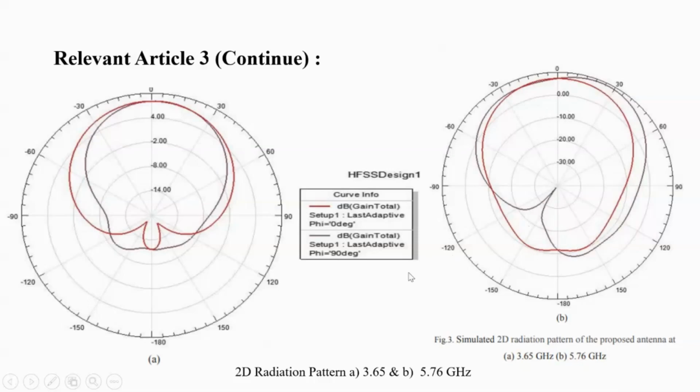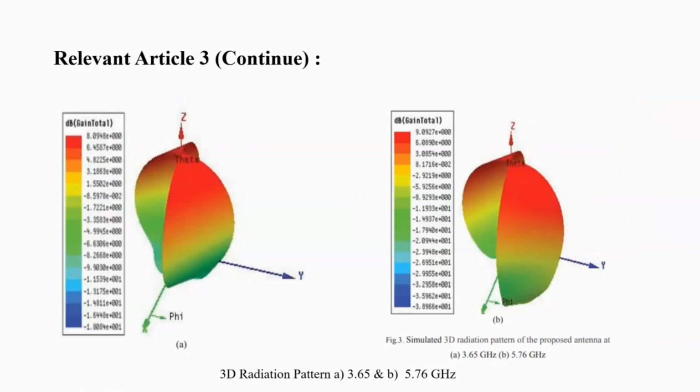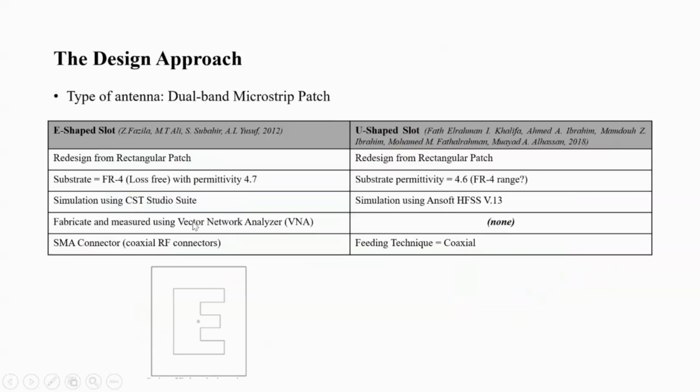I think. Okay. Next parameter, we will see the 3D radiation pattern. A is for 3.65 gigahertz and B for 5.76 gigahertz. See the radiation pattern. It gives the maximum gain of 8.09 dB and 9.09 dB at 3.65 and 5.76 gigahertz respectively. Okay, as stated in the article.